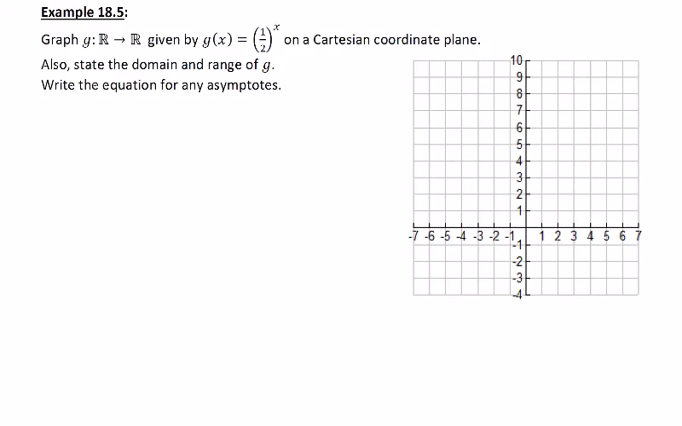In example 18.5, I want to continue to build our library of parent functions. We're going to look here at the picture of an exponential decay function. We're asked to graph g. G is defined over the domain of all real numbers by the equation g of x equals 1/2 raised to the x. So that base value of 1/2 is what indicates that we're looking at something that's a decay model.